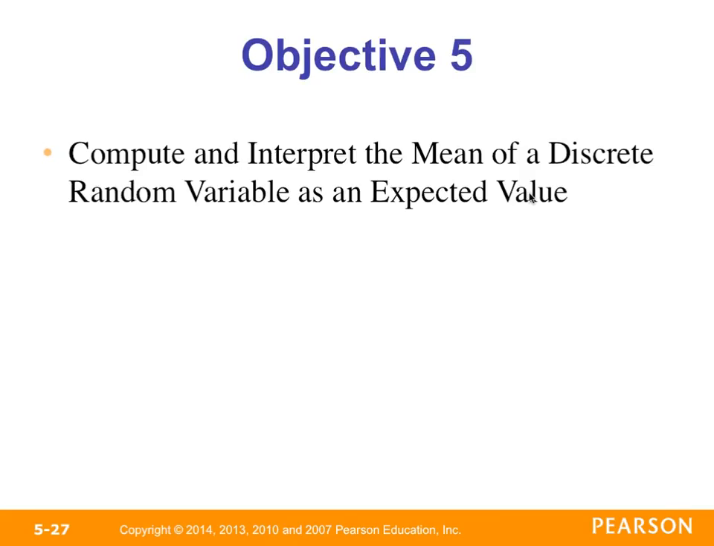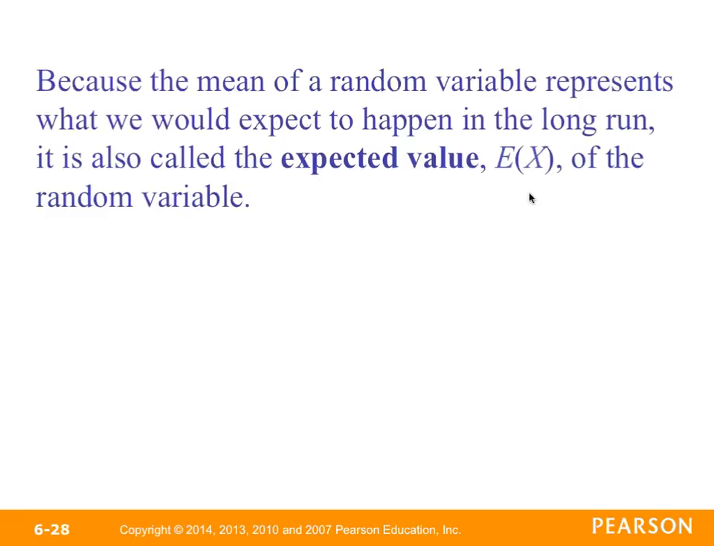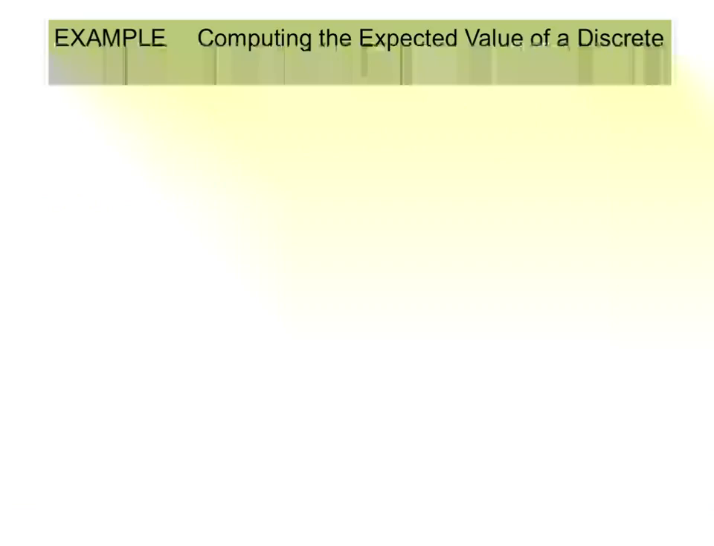All right, objective 5 is to compute and interpret the mean of a discrete random variable as an expected value. So because the mean of a random variable represents what we would expect to happen in the long run, it's also called an expected value. Now, expected value is typically denoted as E of x, and that's our expected value for our random variable.